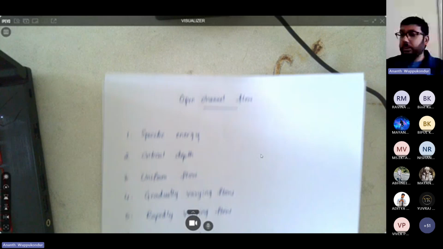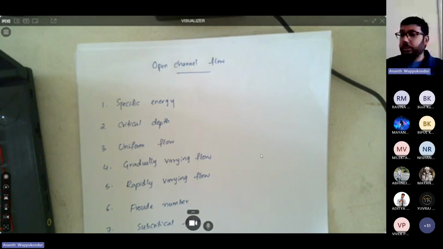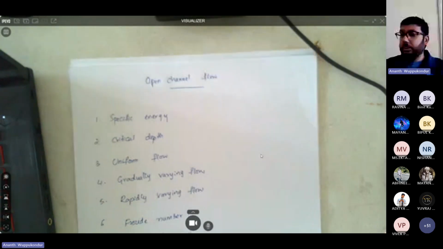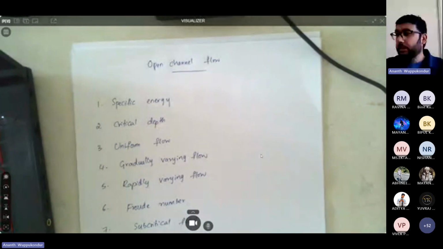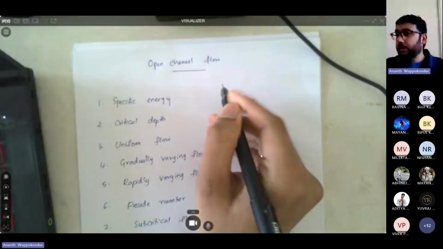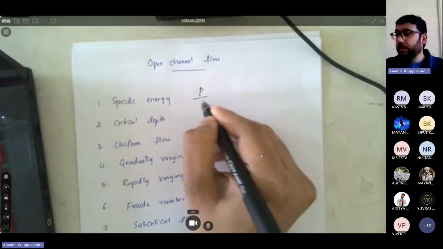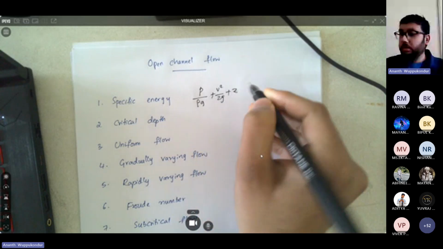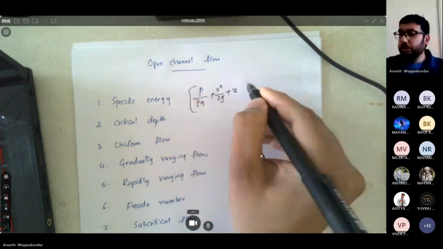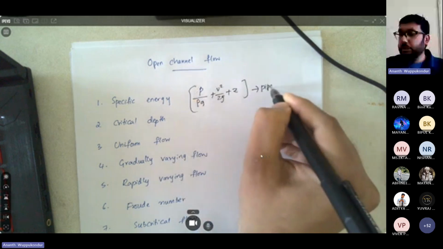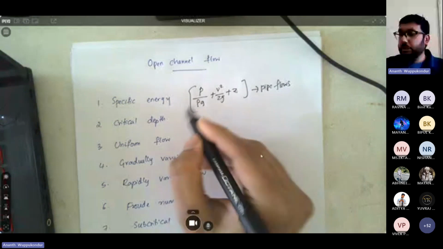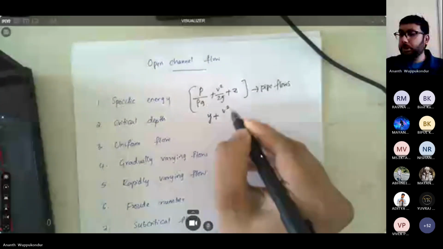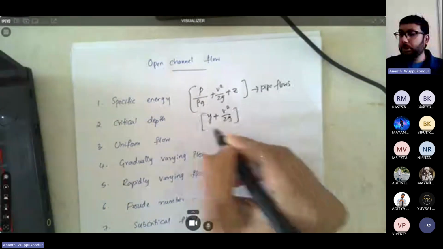So that's a revision of fluid mechanics. And then let's look at some of the concepts in open channel flow. One is specific energy. Earlier we have seen the total energy in a pipe system is pressure head plus velocity head plus elevation. But this is for pipe flows. For open channels, what we call specific energy is the sum of hydraulic head plus velocity head. The hydraulic head simply represents the depth of flow.